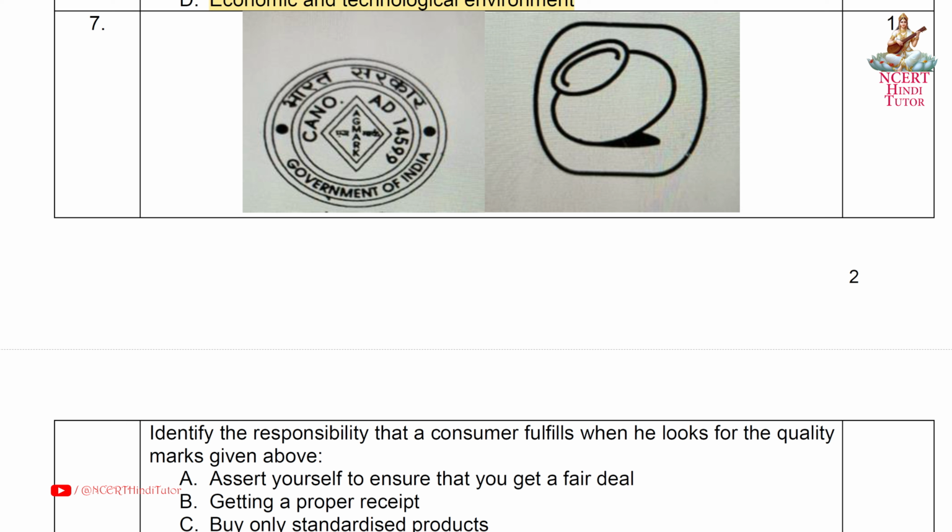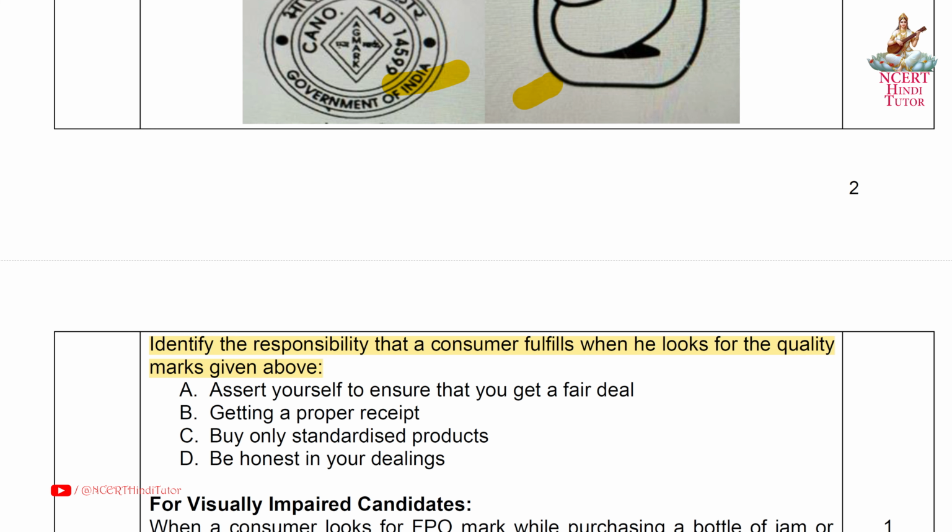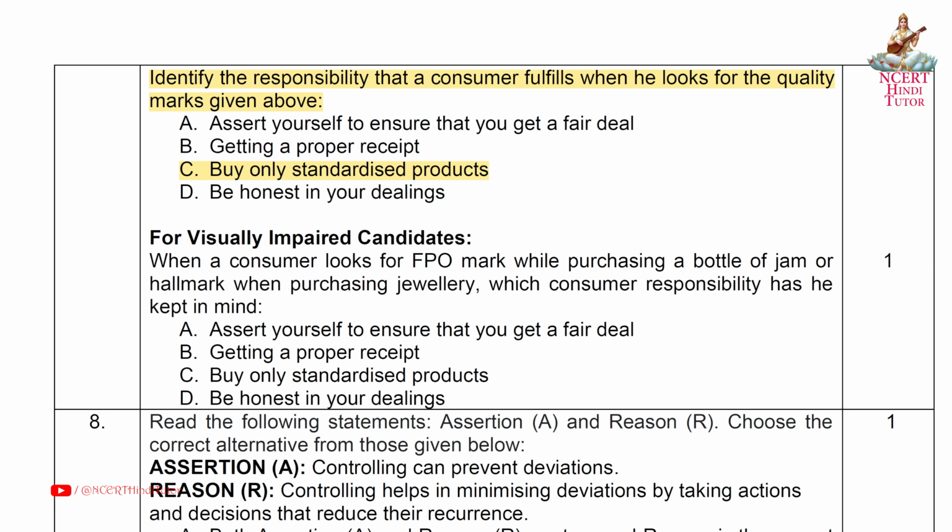Question 7. These are the pictures. Identify the responsibility that a consumer fulfills when he looks for the quality marks given above. Answer C. Buy only standardized products. For visually impaired candidates, when a consumer looks for FPO mark while purchasing a bottle of jam or hallmark when purchasing jewelry, which consumer responsibility has he kept in mind? Answer C. Buy only standardized products.